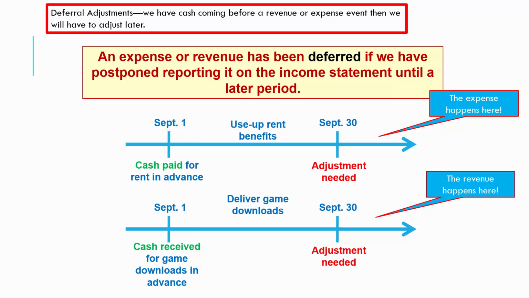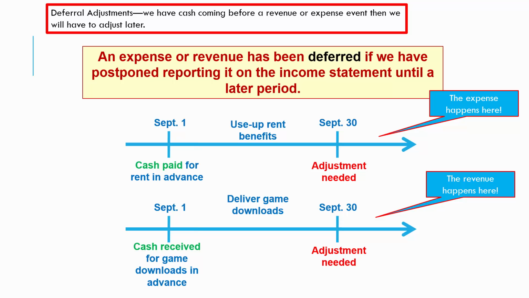In the second one, we're talking about revenue. And let us say that you are a company that delivers game downloads. If you receive the cash before you have actually provided the downloads, you cannot record it as revenue at this point, at September 1st. However, your revenue would have been earned as you delivered those downloads. So when you do your financial statement at September 30th, you need to make sure that you are recording revenue for the fact that you've provided that service.